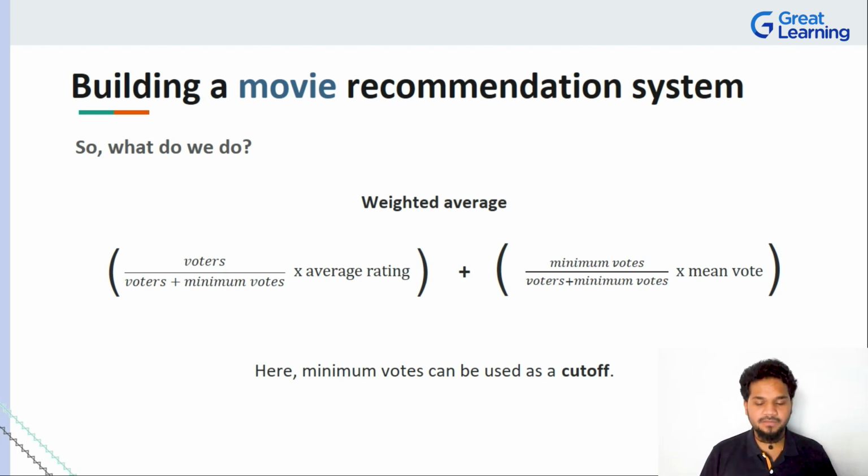There is a simple mathematical formula. I suggest you guys write this down or take a screenshot of the same as well. Right? So the formula is voters divided by voters plus minimum votes, into average rating. Let me explain this first part for you all. First of all, you have the average rating, right? The entire rating that you will calculate from all the people that are present there. Voters are, of course, the number of people who put in the vote. It is simple. I think that rating and voters should be understandable by you right now.